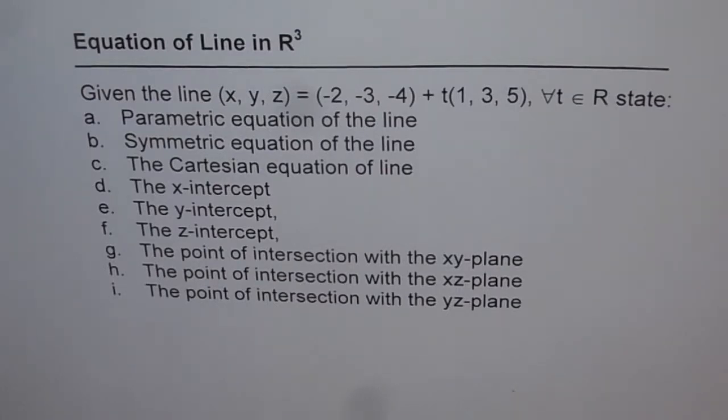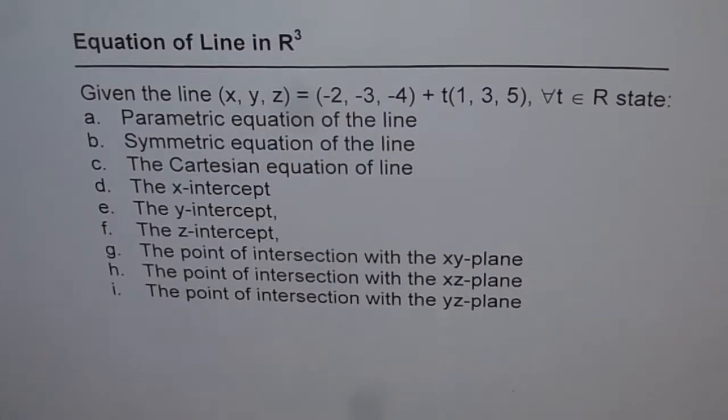So this question, given the line XYZ equals to -2, -3, -4, plus the parameter t and the direction vector 1, 3, 5, for every t belonging to R, we need to state parametric equation, symmetric equation, Cartesian equation of the given equation, and we need to find XYZ intercepts and the point of intersection with all the three planes.